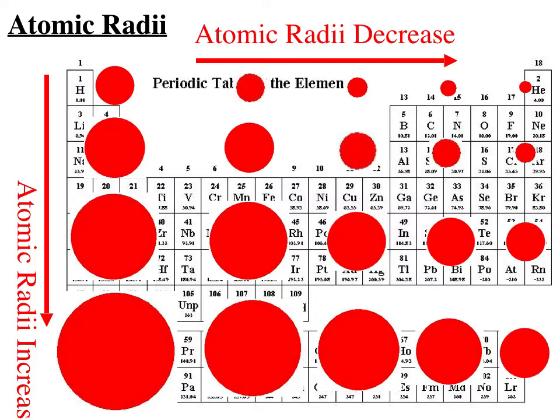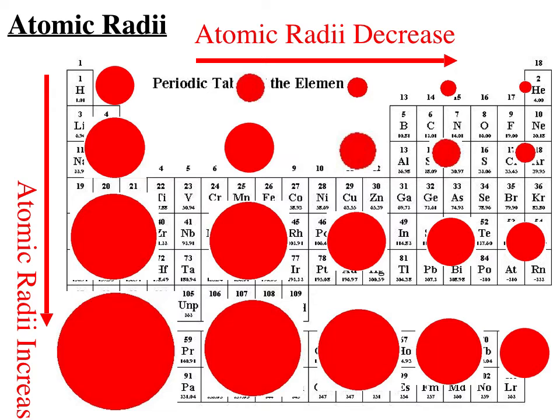The cartoons overlaid on this periodic table are attempting to show essentially both trends. You'll notice that I have red spheres indicating atomic radii. And as you go downward in the various periods, the spheres increase in size, as we've already mentioned.